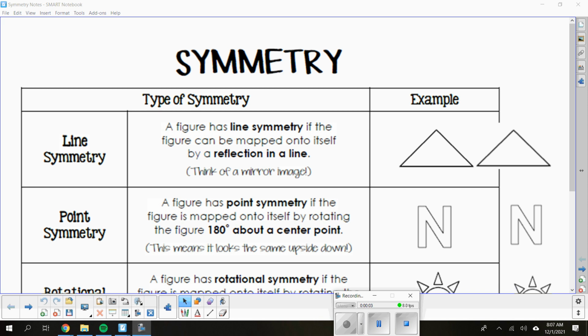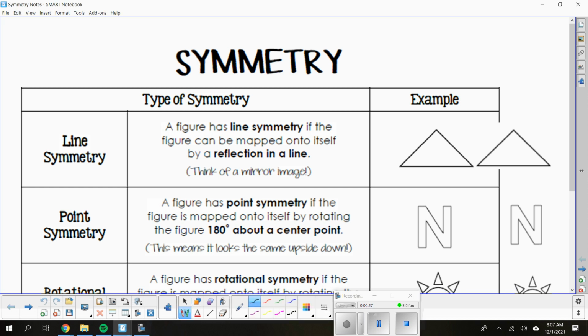Today's notes are going to cover our final two transformations, symmetry and dilations. So first, let's start with symmetry. There are three types of symmetry: line, point, and rotational. Line symmetry is when a figure can be reflected onto itself through a line. So that could be a horizontal, vertical, diagonal, whatever it may be.